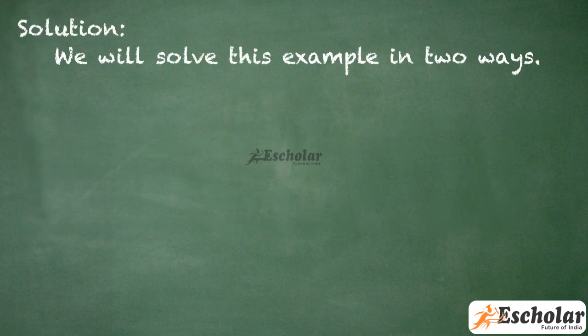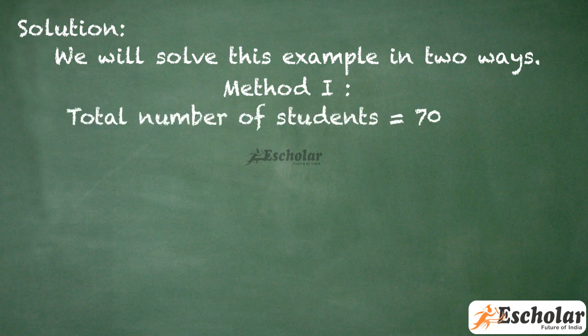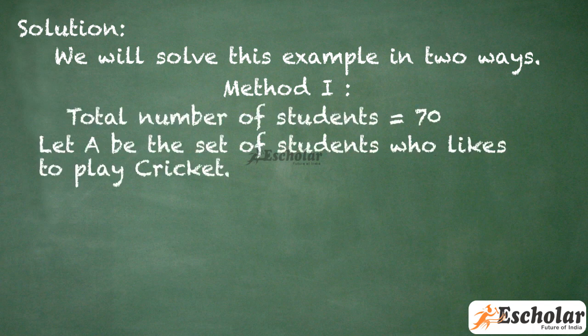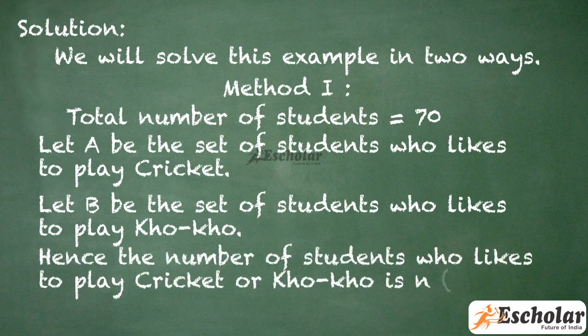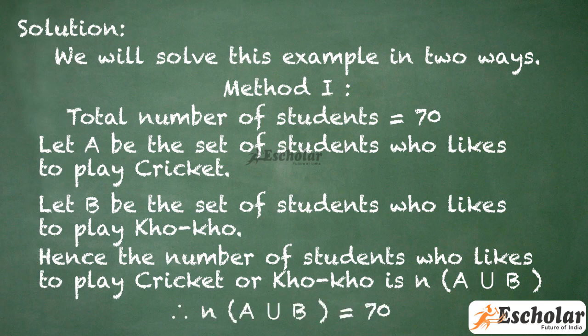Solution: we will solve this example in two ways. Method 1. Total number of students is equal to 70. Let A be the set of students who like to play cricket. Let B be the set of students who like to play kho-kho. Hence the number of students who like to play cricket or kho-kho is n of A union B. Therefore n of A union B is equal to 70.